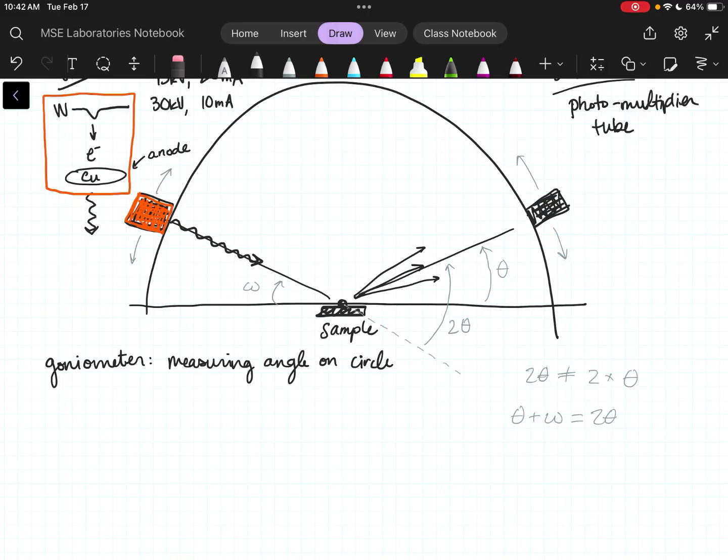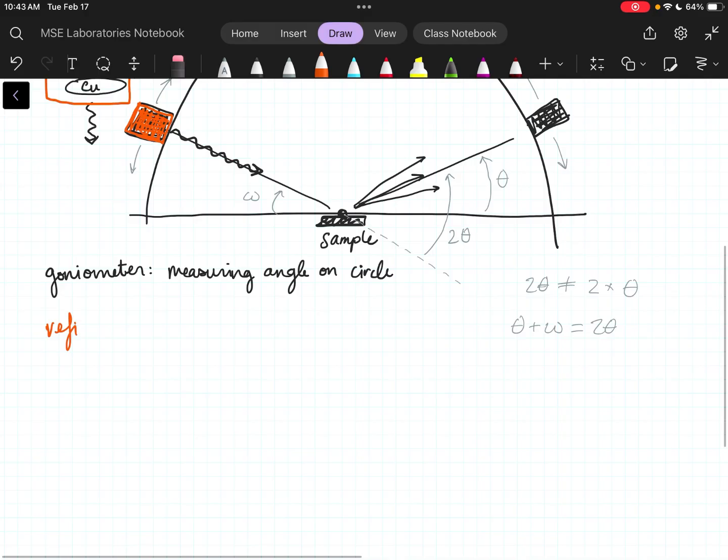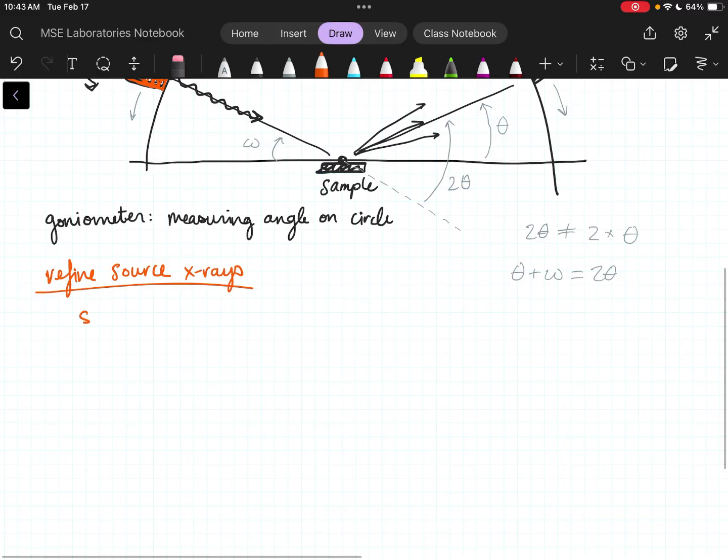All right, so something worth knowing is that our x-rays coming out of our source here are going to have a little bit of scatter. So there's the possibility that I'm going to have x-rays going kind of every which way. But if I need to know the angle that they're hitting the sample, then I need to have them coming out at a very nice, clean, straight line. So we have to refine source x-rays. We can do that with slits and masks.